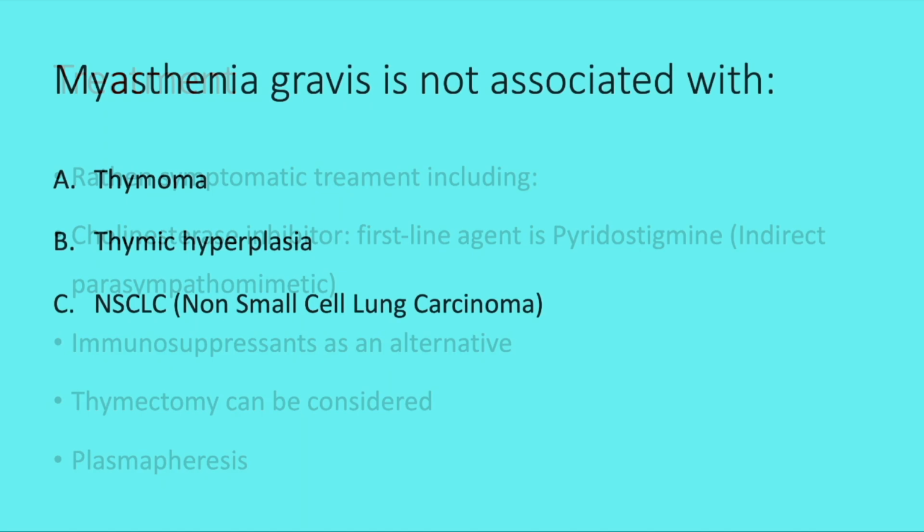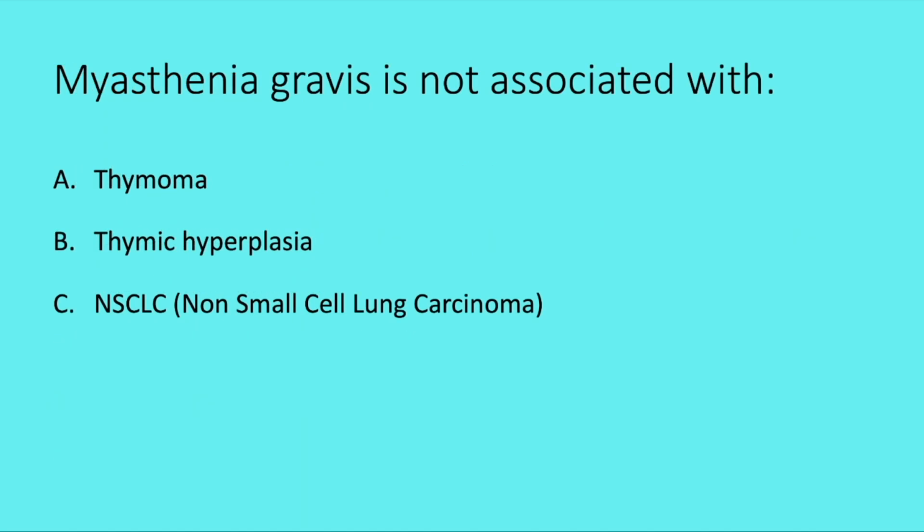Now it's time for our quizzes. You may stop the video and think of the answer. The first one: myasthenia gravis is not associated with A, thymoma, B, thymic hyperplasia, or C, non-small cell lung carcinoma. The correct answer is non-small cell lung carcinoma, which is associated with Lambert-Eaton myasthenic syndrome.